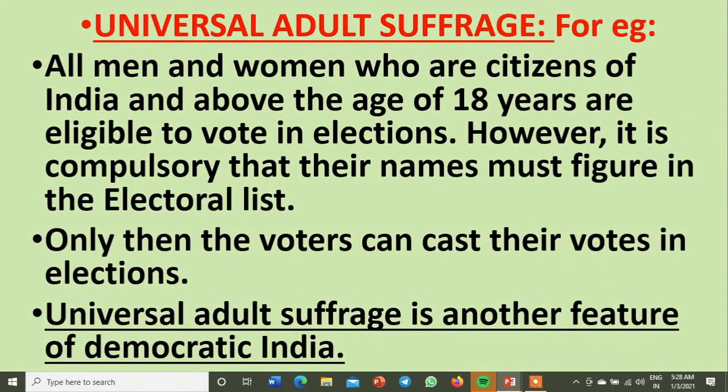Next feature is universal adult suffrage. Suffrage means public voting. Now I will clear it through an example. All men and women who are citizens of India and above the age of 18 years are eligible to vote in elections. This is adult suffrage. However, it is compulsory that their names must figure in the electoral list. Yes, their record must be there. Then only they can vote. Only then the voters can cast their votes in the elections. So, universal adult suffrage is another feature of democratic India.